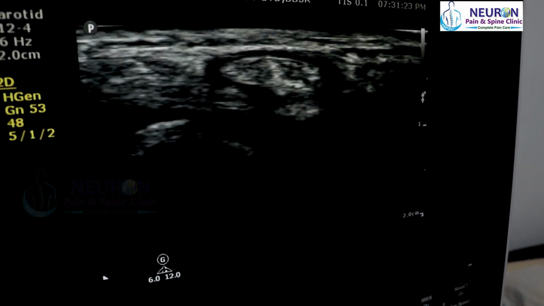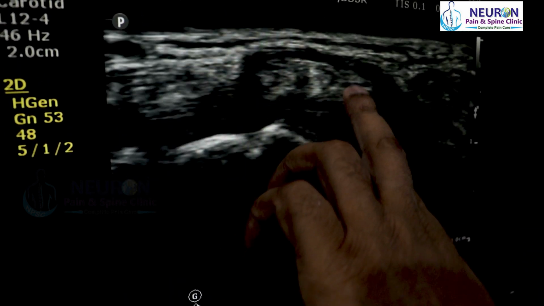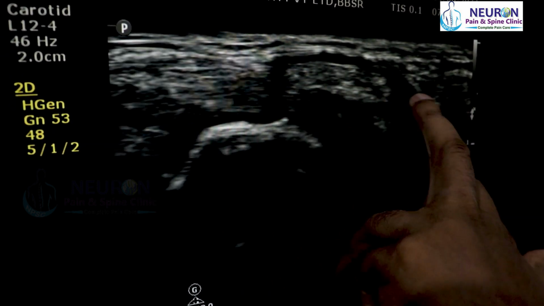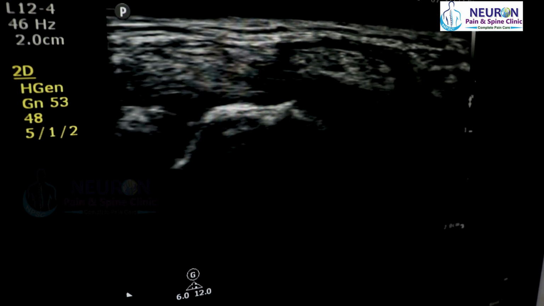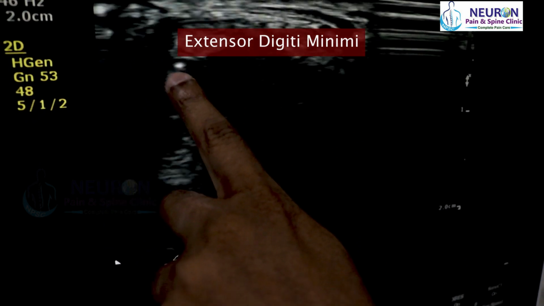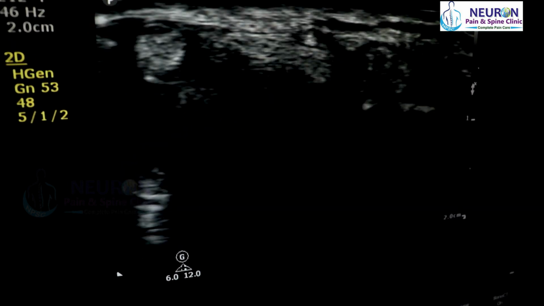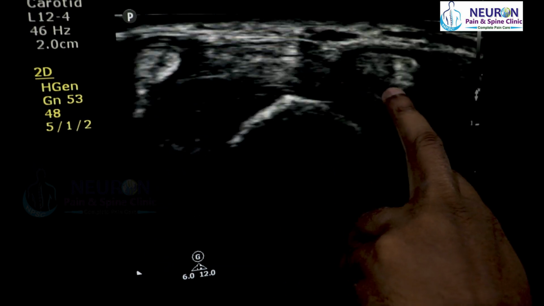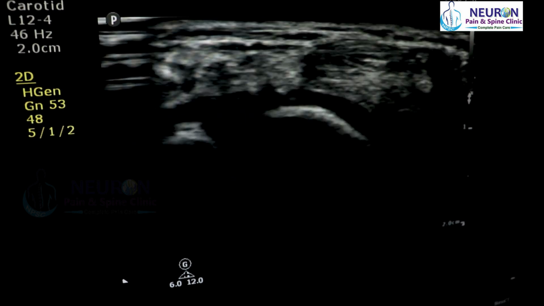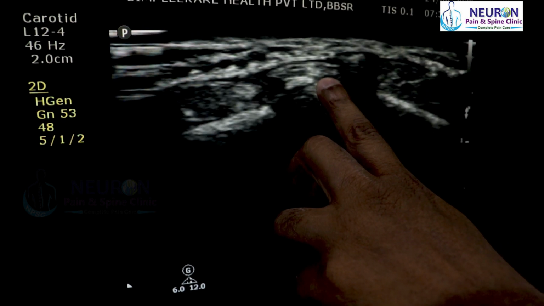Moving further dorsal, this is the fourth compartment, extensor digitorum and indicis. You can see the tendon sheath nicely, with a tiny amount of fluid over there. As I move further, extensor digiti minimi, the fifth, and this is the sixth compartment, extensor carpi ulnaris. So sixth is extensor carpi ulnaris, fifth is digiti minimi, extensor digitorum is the fourth. Moving further, third is your extensor pollicis longus, the small one there.